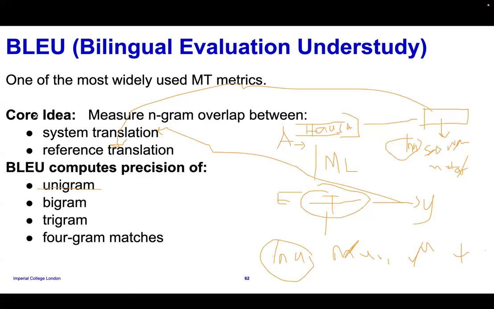So you can see the core idea: measure n-gram overlap. We know what the word overlap means, right? N-gram overlap between system translation and reference translation. So between the reference translation, the one that man did, and the one that machine did, it compares the overlap. Do we have overlap between machine and human? So yes, of course. When the overlap is high, is the translation good? Can somebody tell us the answer? When the overlap is high, is the translation good?